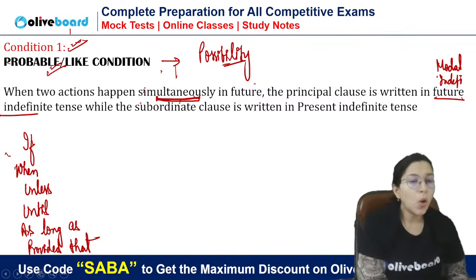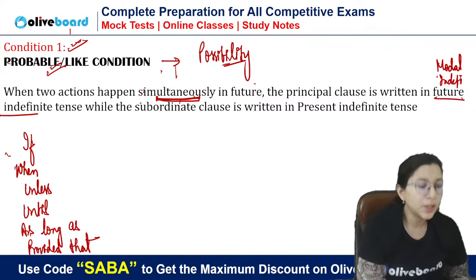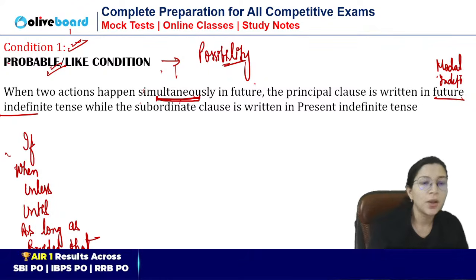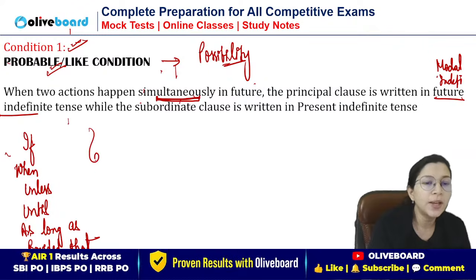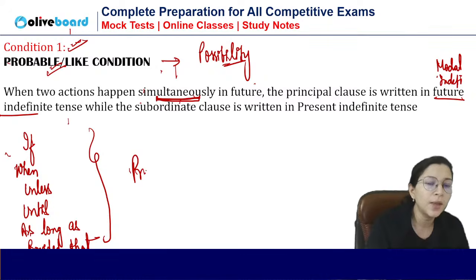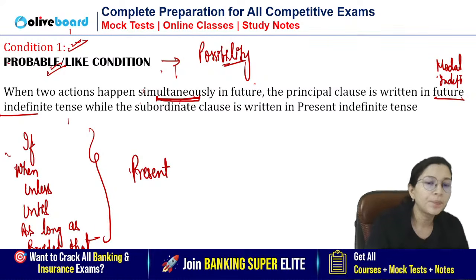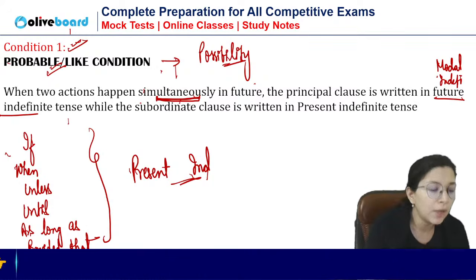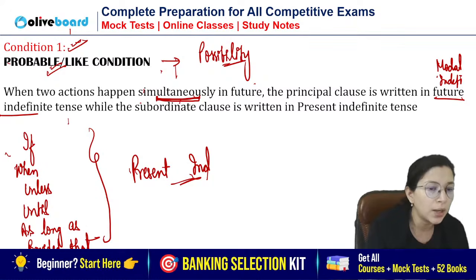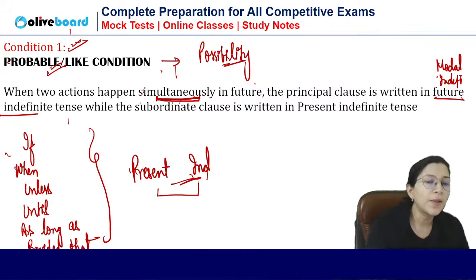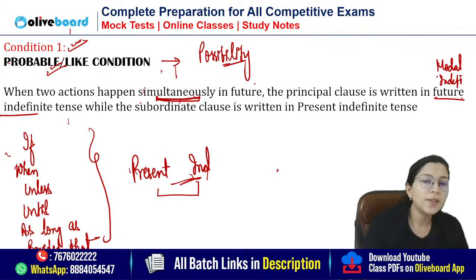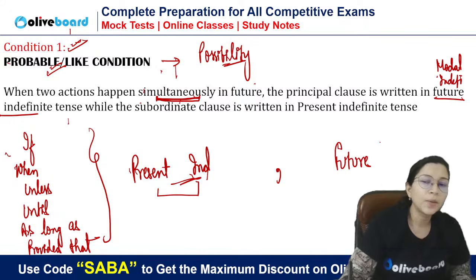Okay, so in all these cases we use the first condition. Now the part in which this condition will be connected, the subordinate clause, should be in which tense? The part in which these conjunctions are used, if, when, unless, until, as long as, or provided that, will be in present indefinite tense, whereas the principal clause should be in future or modal indefinite tense.